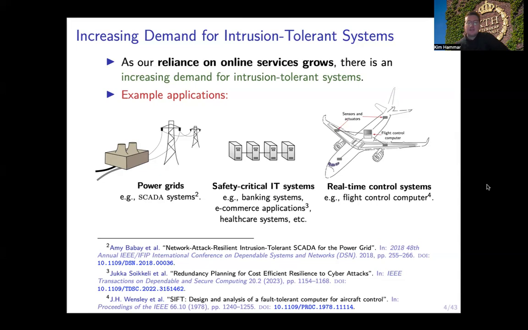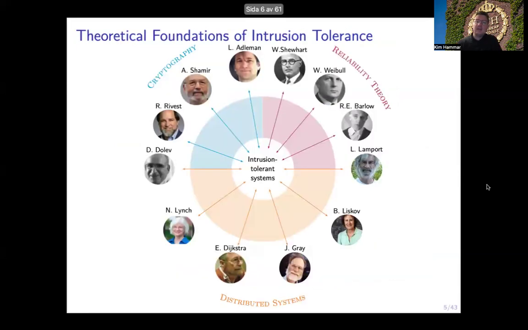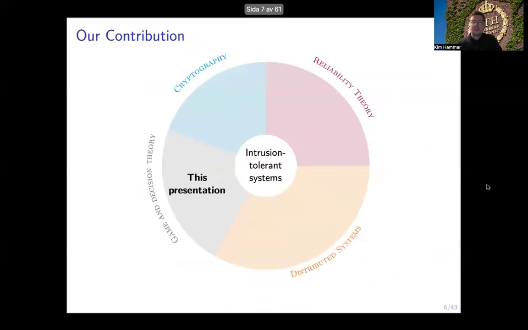And if we look at the main mechanisms behind building an intrusion-tolerant system, they have primarily been developed within the areas of distributed computing, reliability theory, and cryptography. By contrast, this presentation will be about how we can leverage game and decision theory for intrusion tolerance, and how we can use those theories to build even more reliable and more cost-efficient systems.